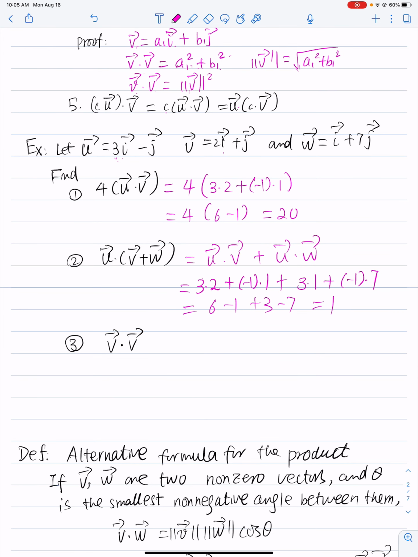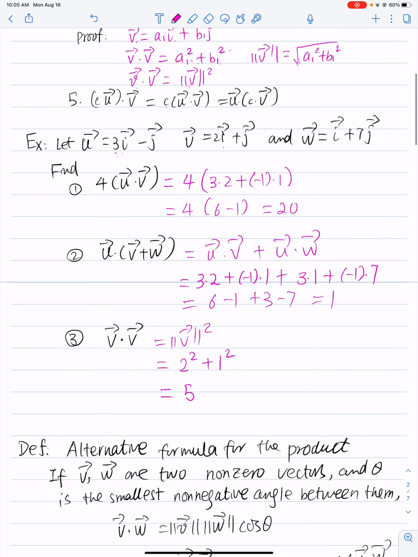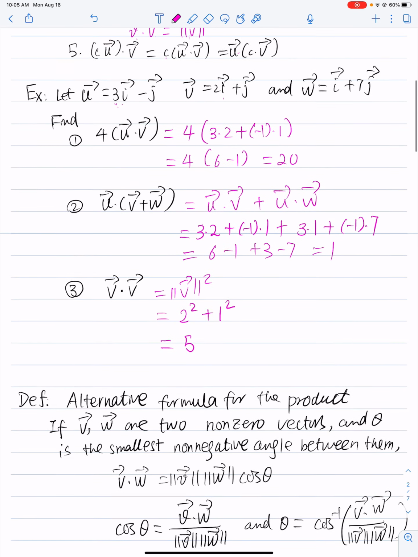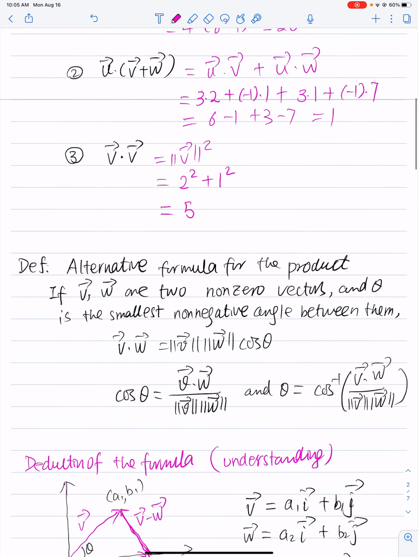Next, what is v dot v? It is the magnitude squared. That is a1 squared, no, I will not use a1 anymore. It will be the first component squared, 2 squared, plus 1 squared, which will be 5. You do not have a square root anymore, because it's squared, so it's gone.